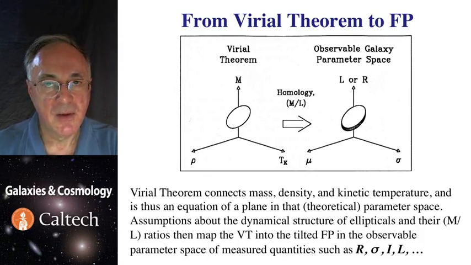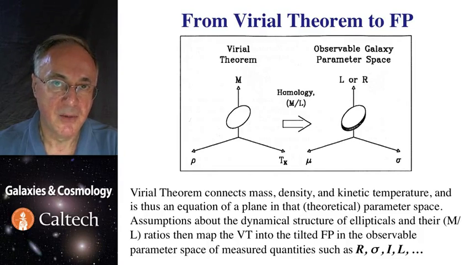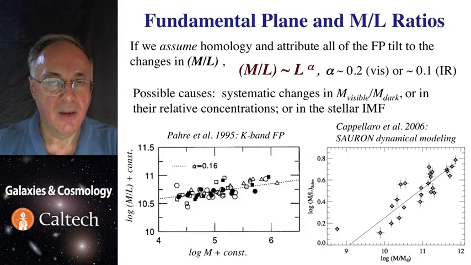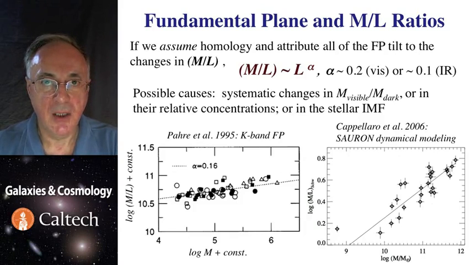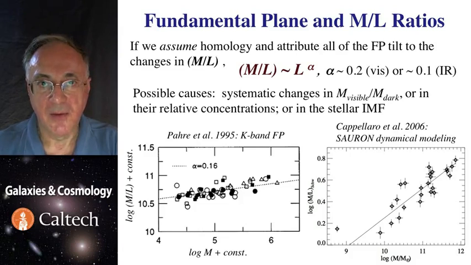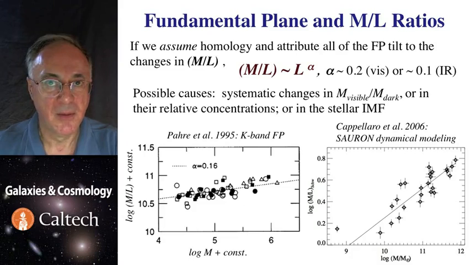Now, any differences in the slope of the observed versus virial plane are telling us something about our assumptions. And in fact, you can show that if you express the mass-to-light ratio as some power of mass or luminosity, and allow for scaling those as roughly the 1/5 power, then you can account for the difference in the tilt of the observed plane relative to the virial theorem.